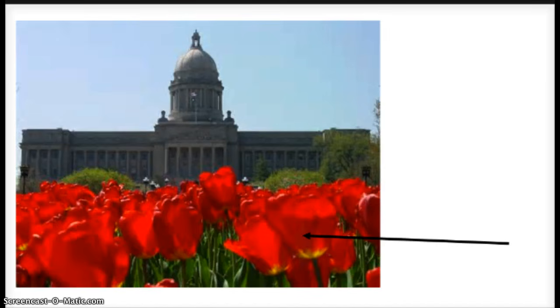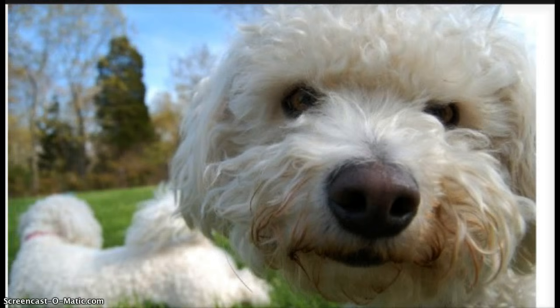The foreground is the front part of the picture, often at the bottom, and typically stands out first to the viewer. In this image, the red flowers are in the foreground. Not only are they brighter in color, but they are also larger and in front of the building. How about with this image? Which object is in the foreground and why?